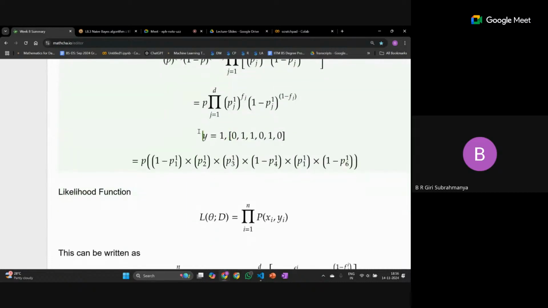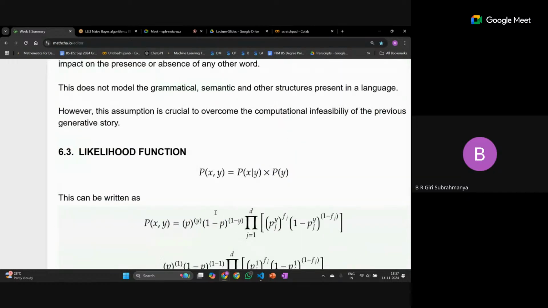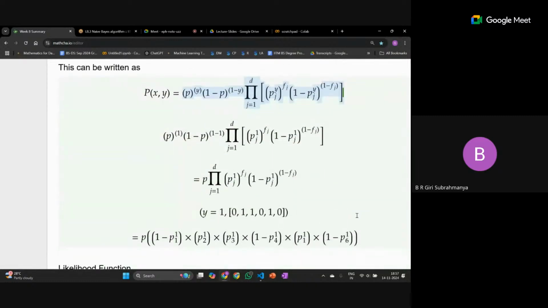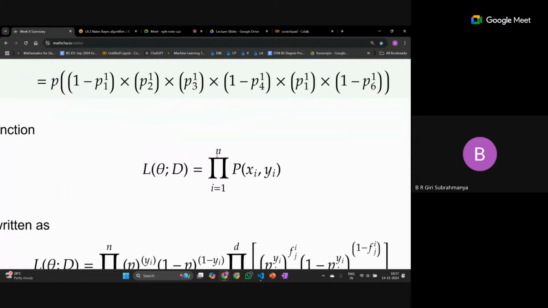Okay. So if for one data point, P of x comma y is given by that product, then the likelihood function will turn out to be what? It's going to be a product of everything, right?